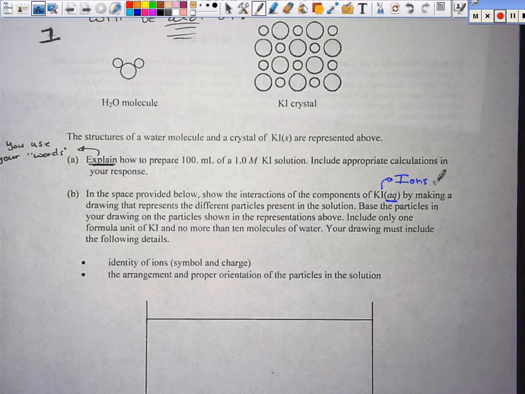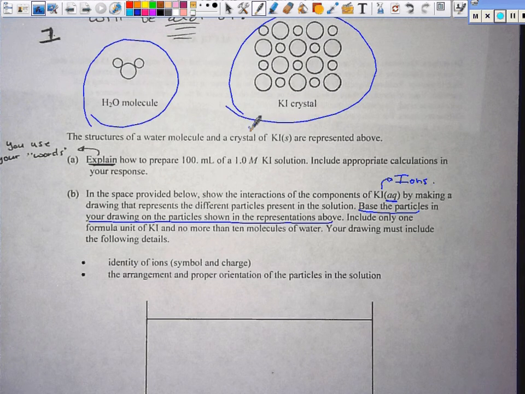All right. Base the particles in your drawing on the particles represented above. Guys, that's really important. Base the particles in your drawing on the particles shown in the representations above. So do you think you're going to have to kind of use something like this? Yes. Now, first and foremost, this is the biggest difference. What state is this in? This is in aqueous. So what are we going to have to do to this crystal? We're going to have to break it apart.